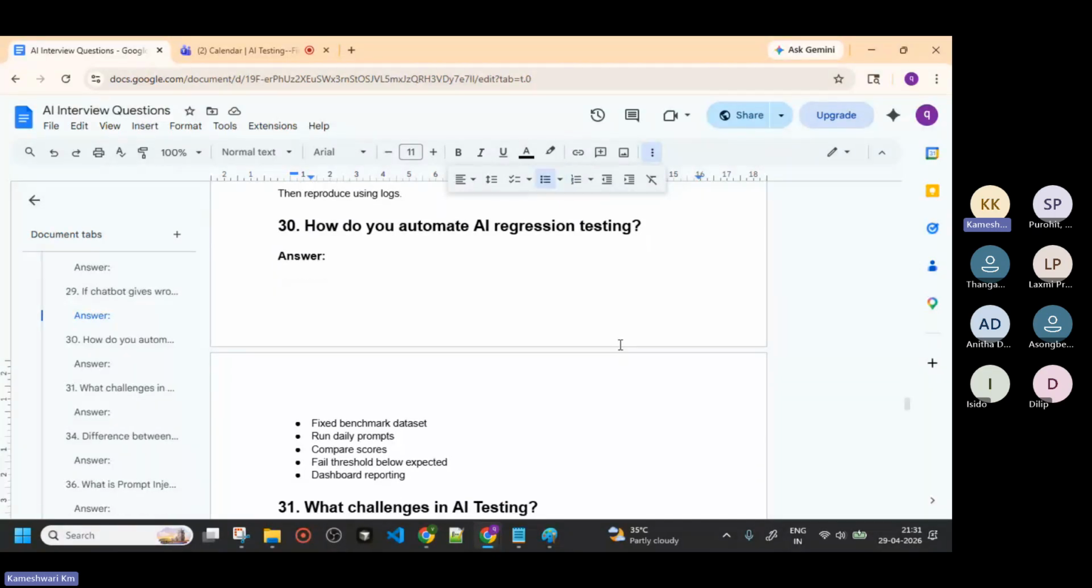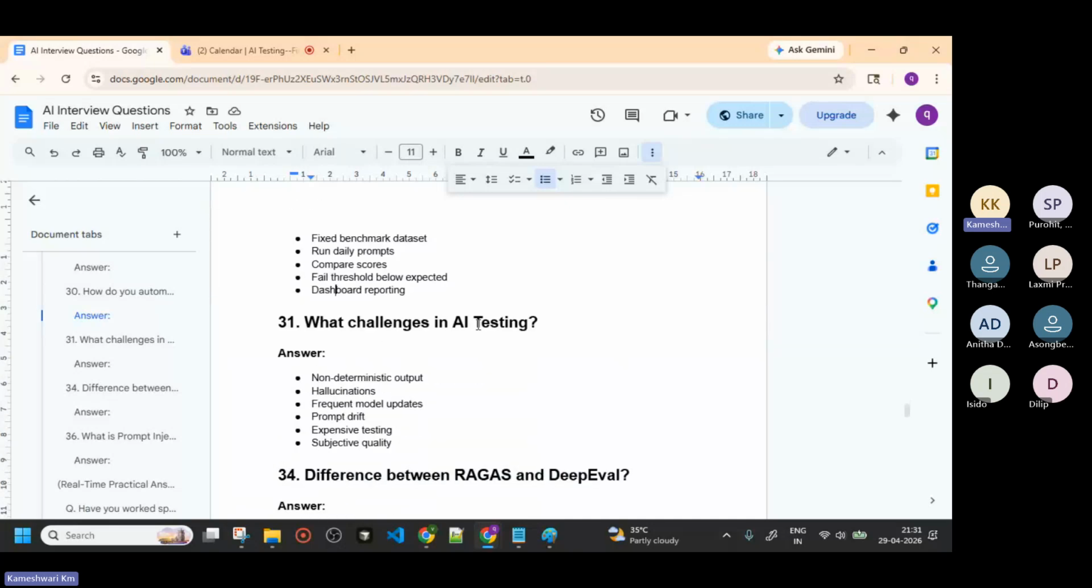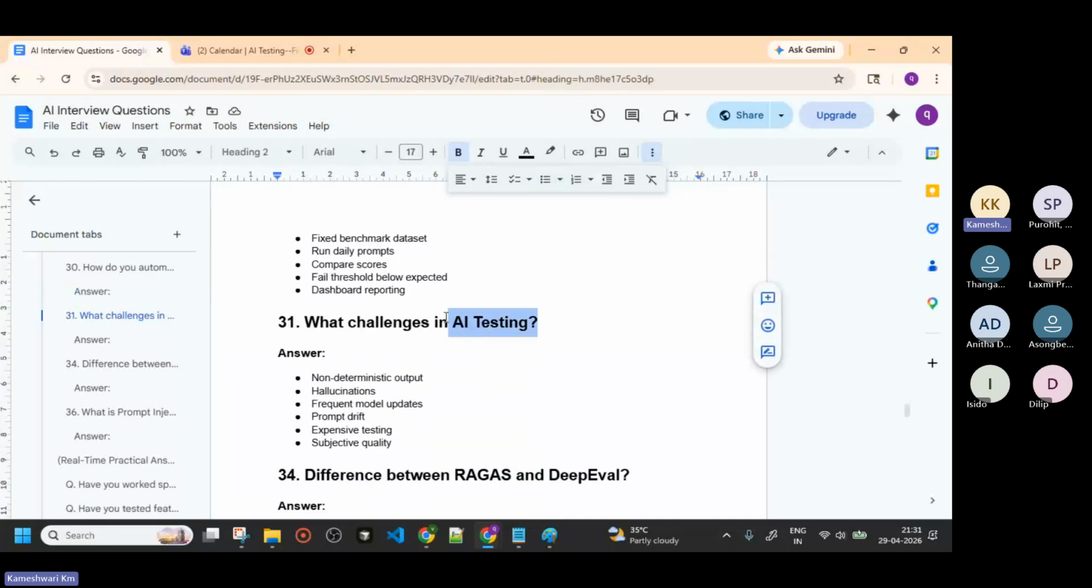Dashboard reporting: normally we do the reporting, and it is showcased on a dashboard. What are the challenges in AI testing? Why are we going for AI testing? If anyone asks why we are going for AI testing, it is because the answers are always non-deterministic. Because why?